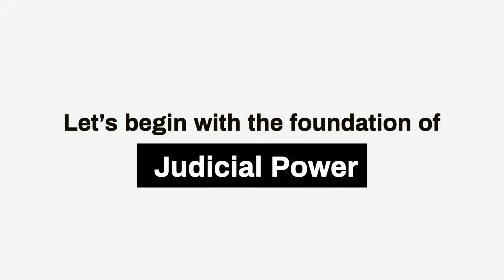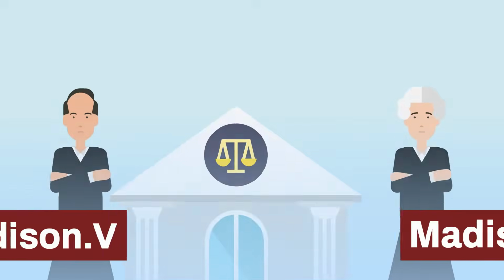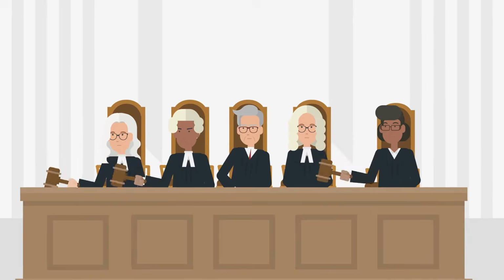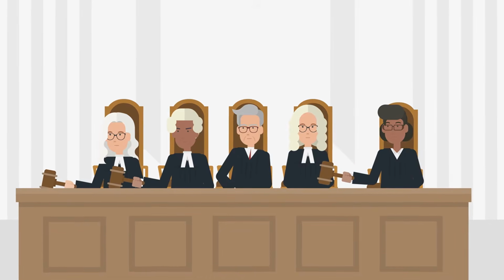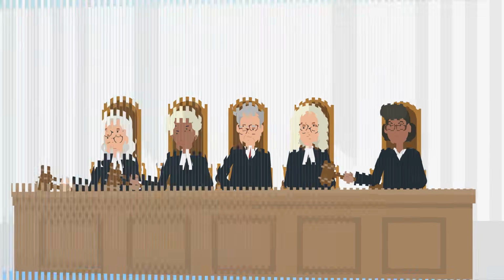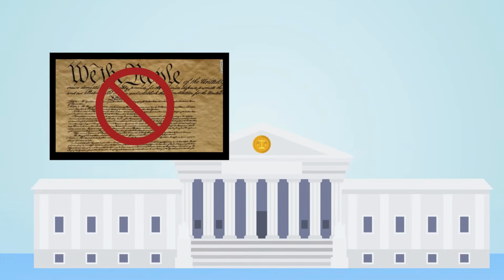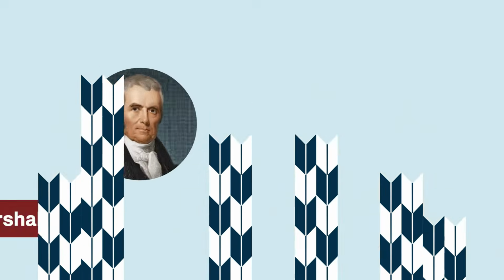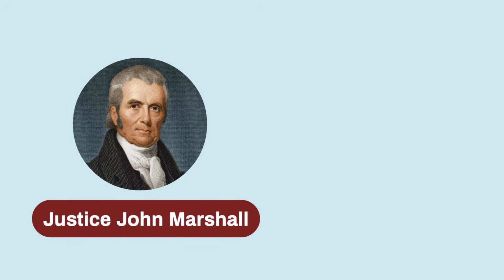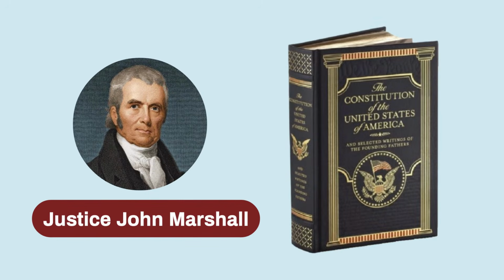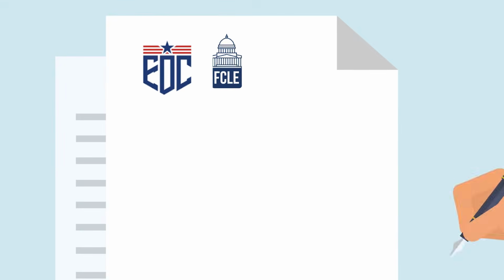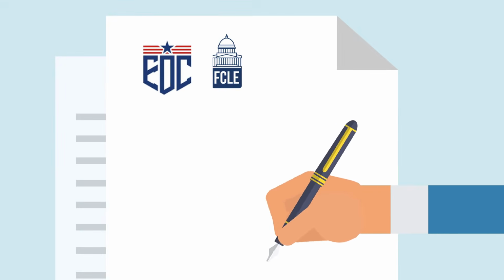Let's begin with the foundation of judicial power. Marbury v. Madison, 1803. This case established judicial review, the power of the Supreme Court to strike down laws that violate the Constitution. Chief Justice John Marshall's ruling defined the court's role as the final interpreter of the Constitution. This one shows up frequently on the EOC and FCLE. Make sure it's in your notes.